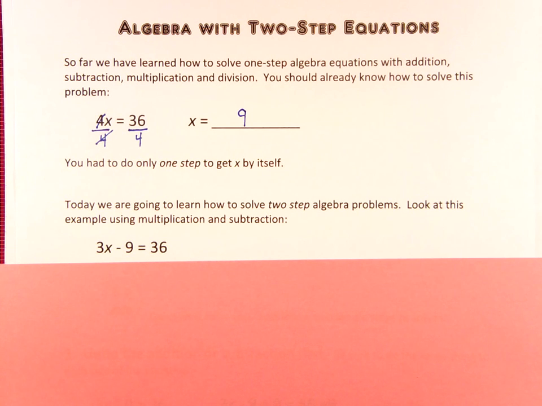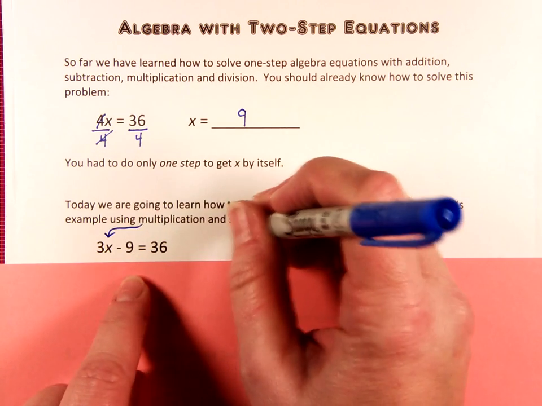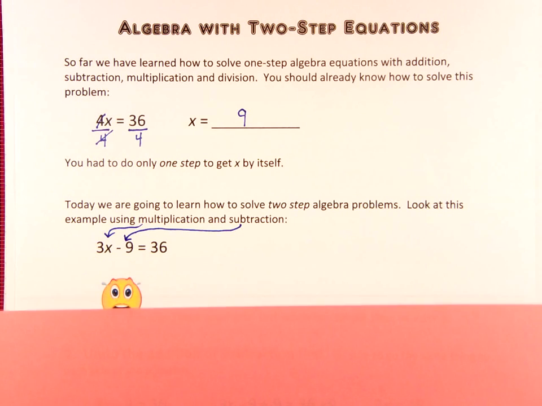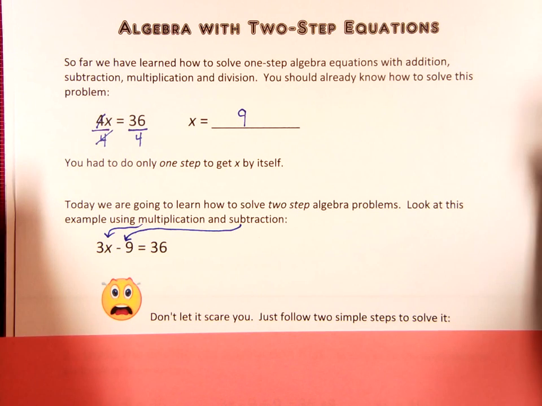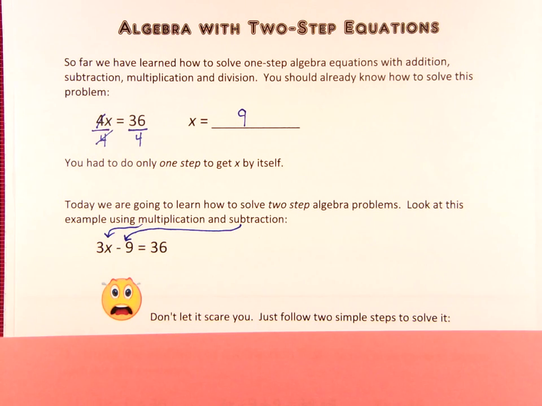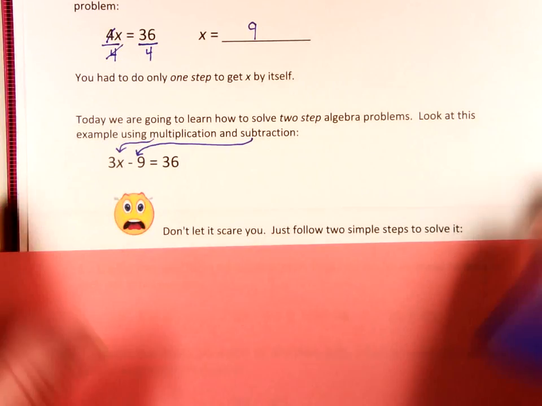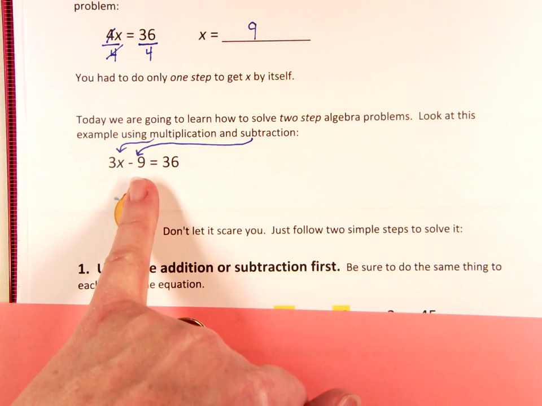Now look at this example using multiplication, right here, and subtraction. Two operations are being done now. Don't let it scare you. Just follow two simple steps to solve it. And those of you who have been doing this in your head, you're going to have to come to terms right now. Step number 1, undo the addition or the subtraction first.